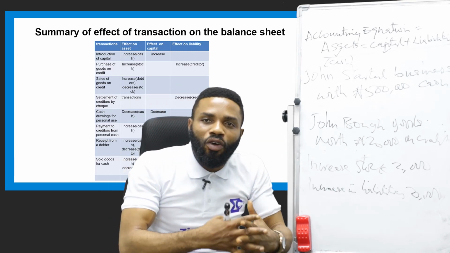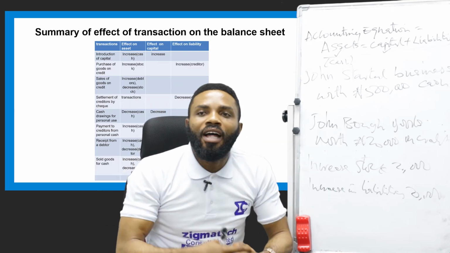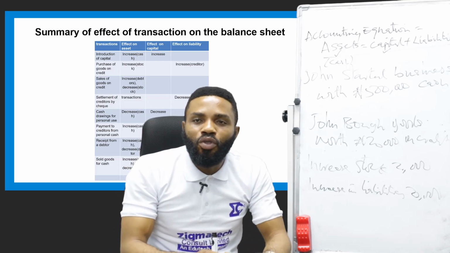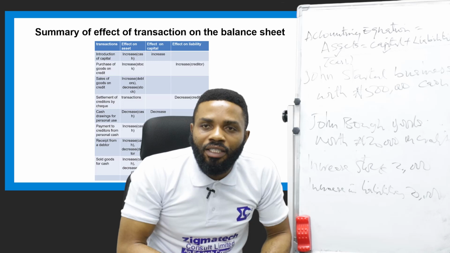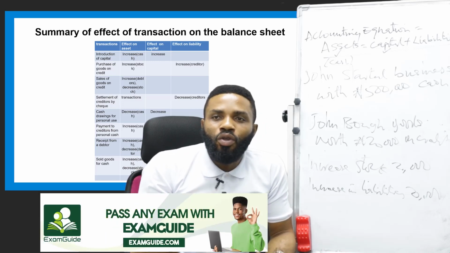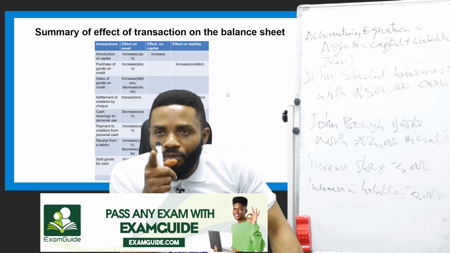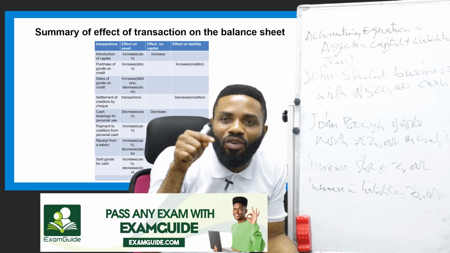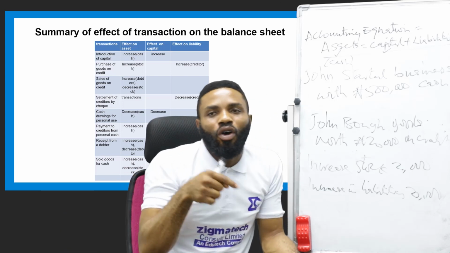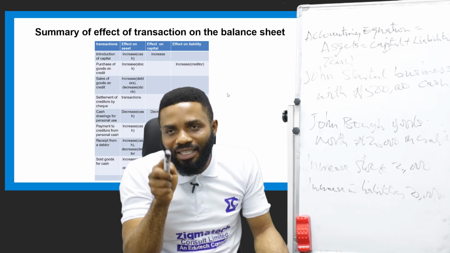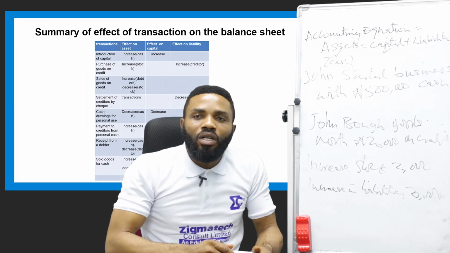And then settlement on creditors by check, your liability will decrease. And then what will happen to your asset? When you settle your creditors, your creditors will decrease. And then because it's by check that you are settling them, your bank will also be affected, and that bank is asset. So your asset is expected to also decrease.